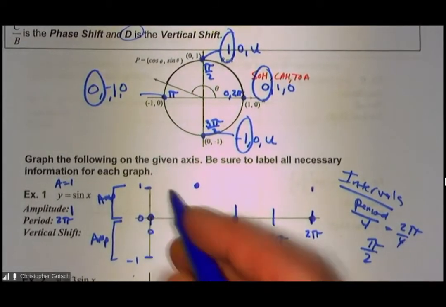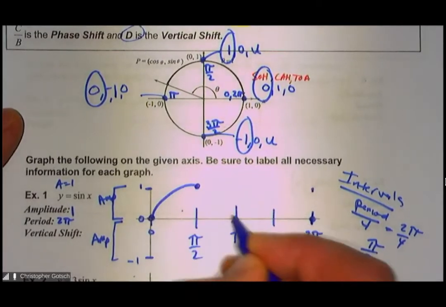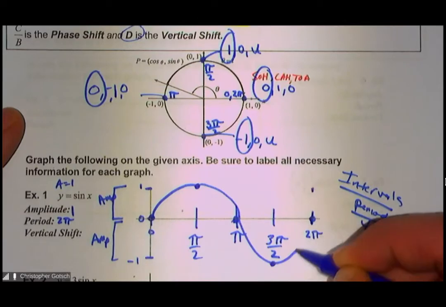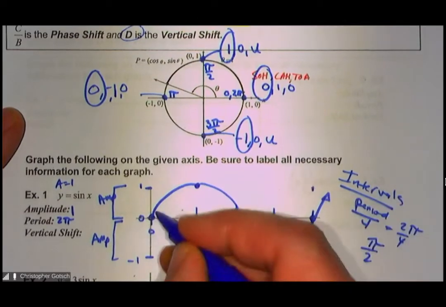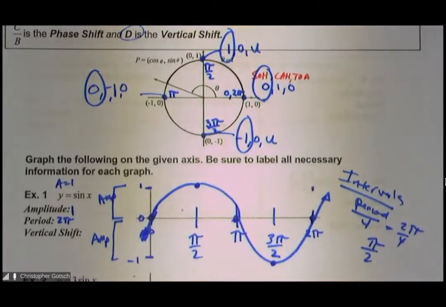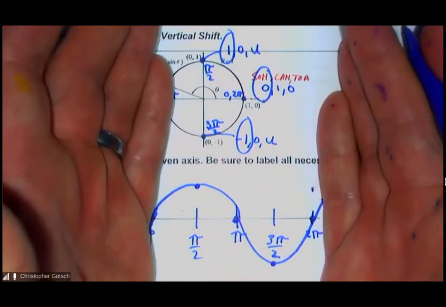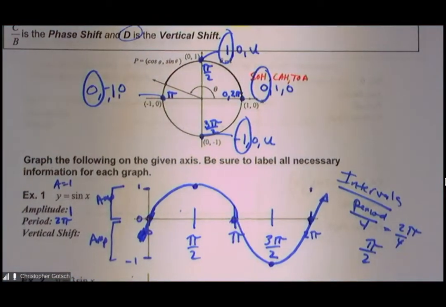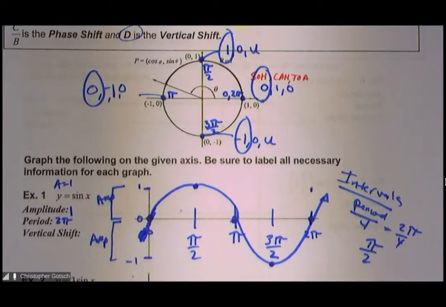So it goes up, it goes down, it goes down, and it comes back up. Arrows on the ends of your graphs because it continues on in that fashion. This represents one period. I can cut this out and paste it over and over and over and replicate it. That's just one period. Good.